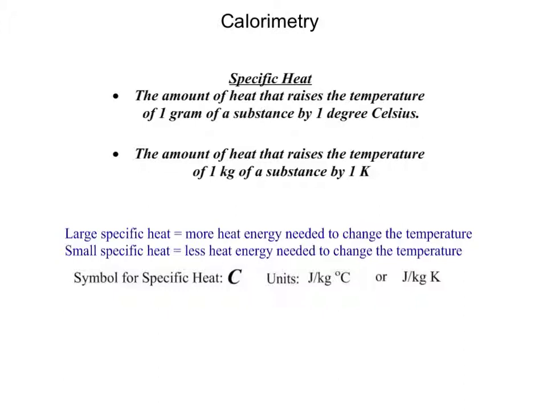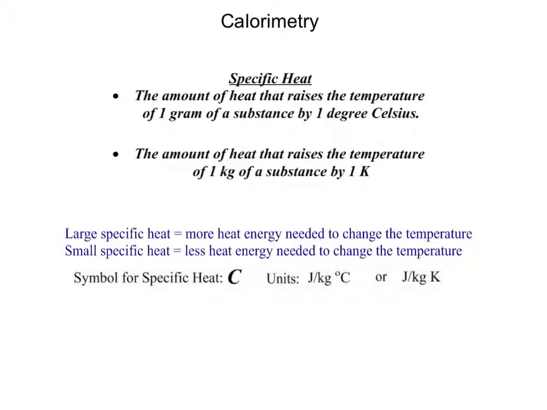When we do that, we can increase the temperature of an object, which is just the average kinetic energy of that object. The amount of heat energy that raises the temperature of 1 gram of a substance by 1 degree Celsius is called specific heat. An alternate definition of specific heat is the amount of heat that raises the temperature of 1 kilogram of a substance by 1 Kelvin. So this specific heat is a way that we can talk about heat energy. The symbol for specific heat is capital C. It's in units of joules per kilogram degree Celsius or joules per kilogram Kelvin.